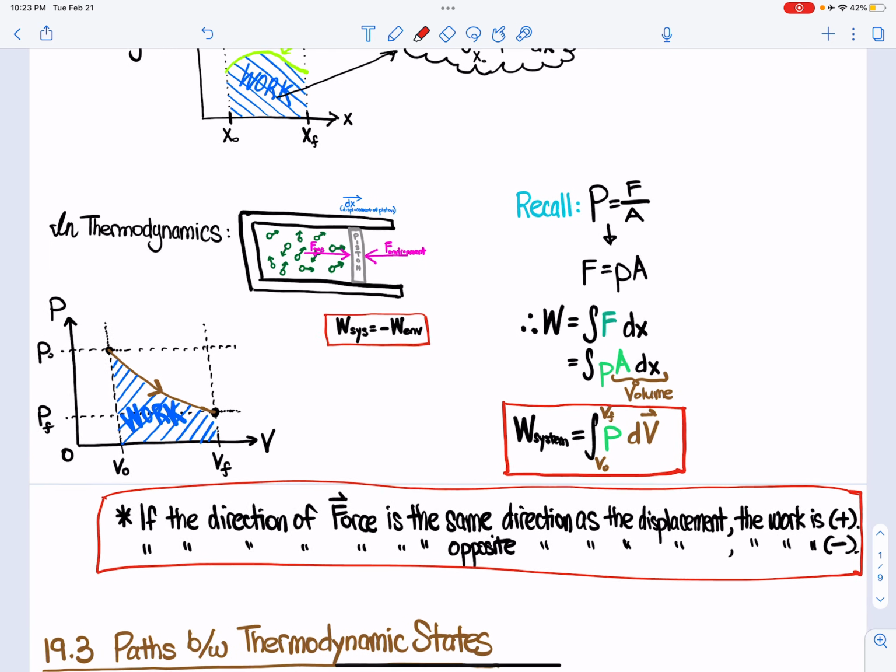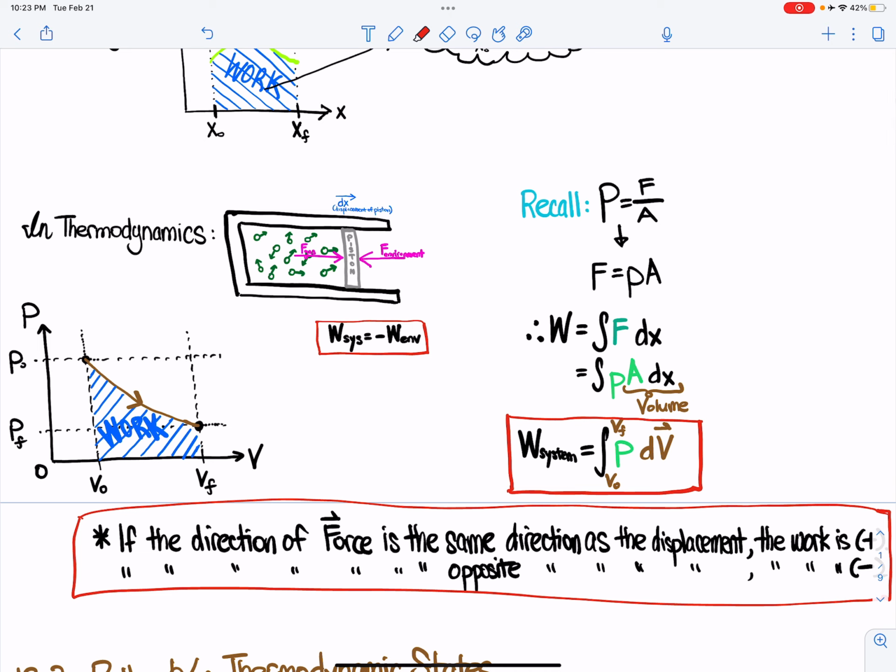Let's look at this picture of a piston. We have molecules of gas, those little green particles moving in random directions, and those molecules hit the face of the piston on this side. So we have a force of the gas. We also have the environment, with molecules in the air hitting the other face of the piston, pushing that way, and that's the force of the environment.